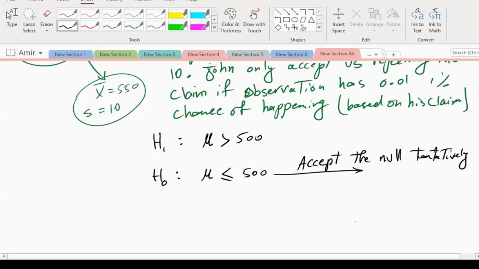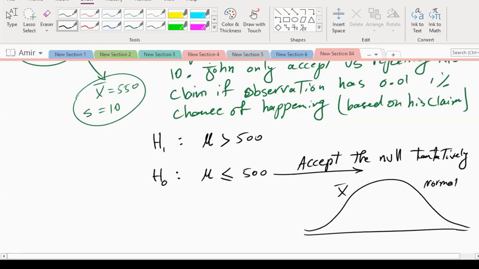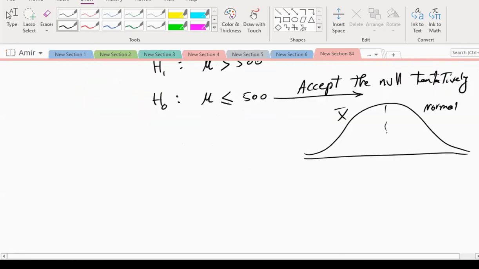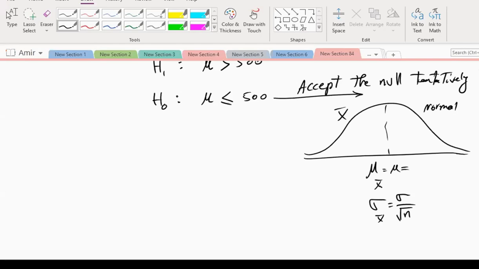So now, what do we know about the variations of our sample? Yes, sample means vary, but we know that they vary with a normal distribution. The mean of all of the sample means is the mean of the population. The standard deviation of all of the sample means is the standard deviation of the population divided by square root of n. Do we know what is the mean at this point? 500. Why? Because we accept. It's something that we promised to accept and make our judgment based on that.